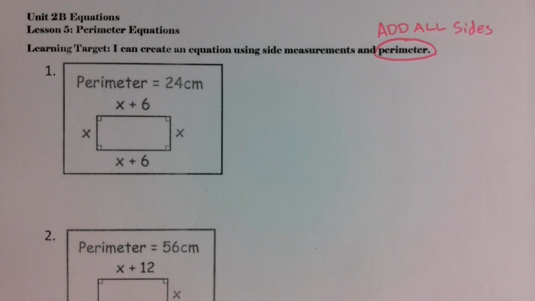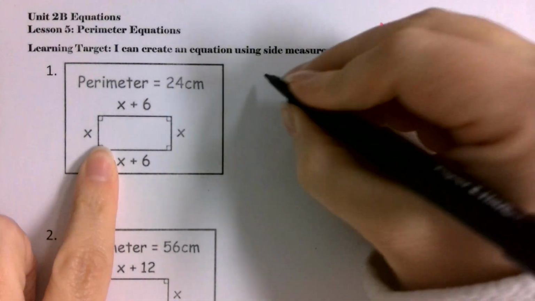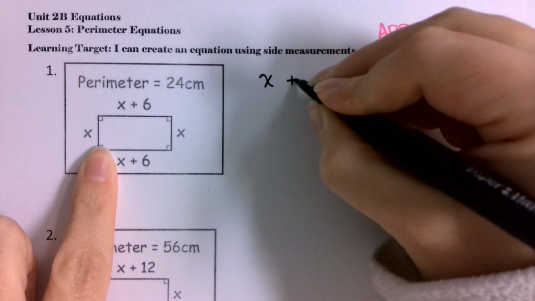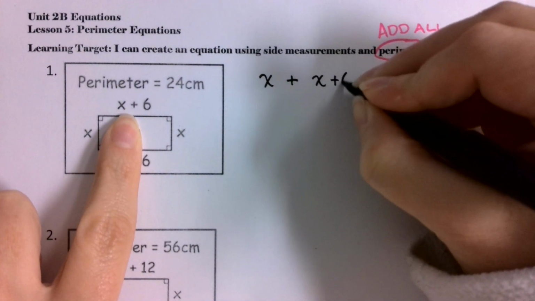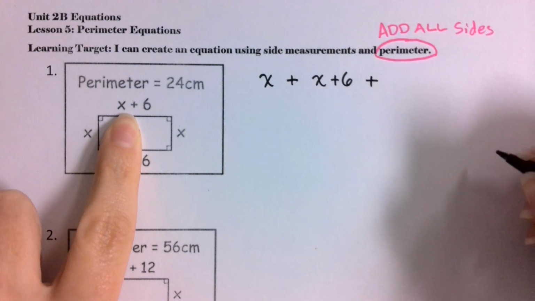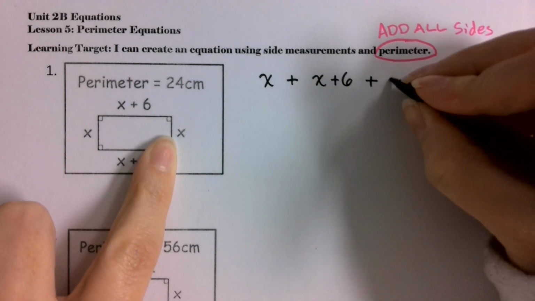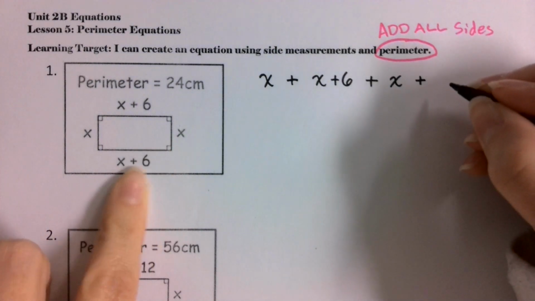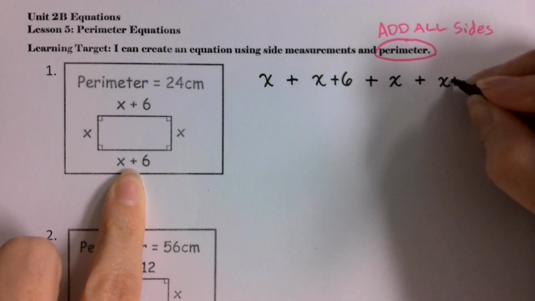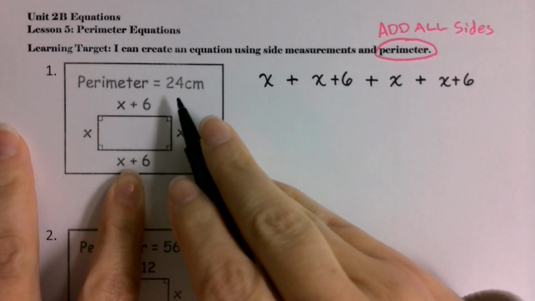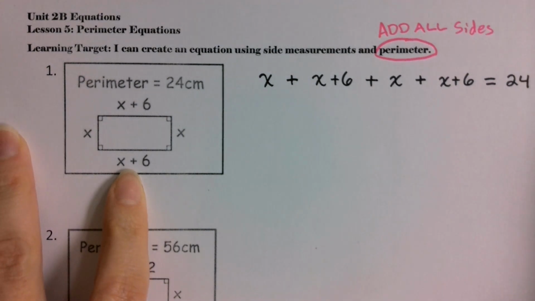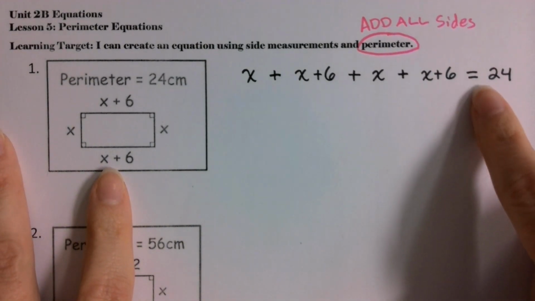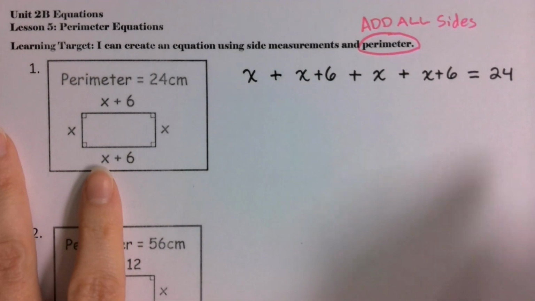So for here, I'm going to start with my measurement of x, and I'm going to add it with the next side, which is x plus 6. And then I'm going to add it with the next side, which is an x, and then add it with the fourth side, x plus 6. And then because I'm told what my perimeter is, I'm going to set it all equal to 24. You guys did this with the last unit, but you didn't have something it was set equal to. You just were told, hey, it's perimeter. What does it look like?